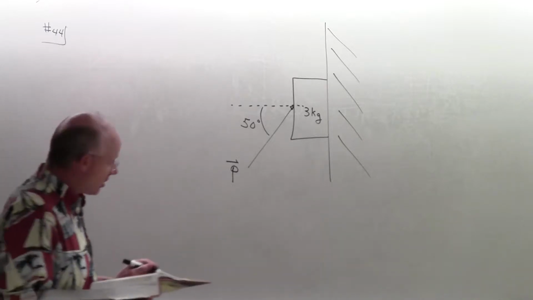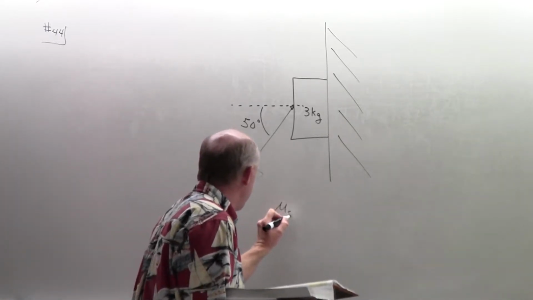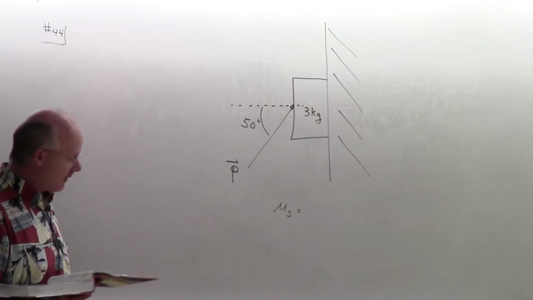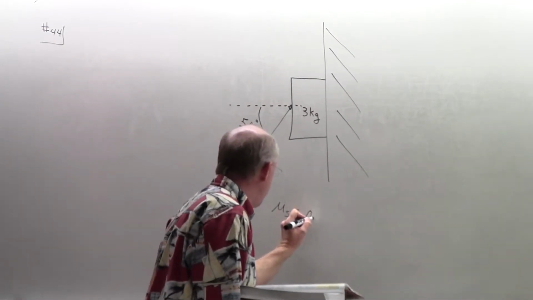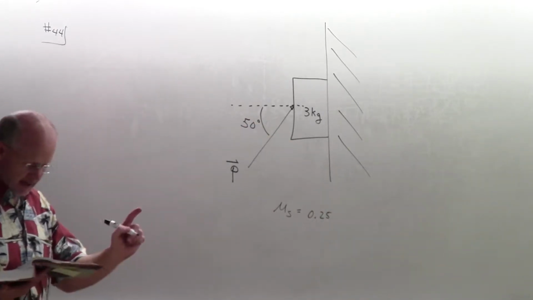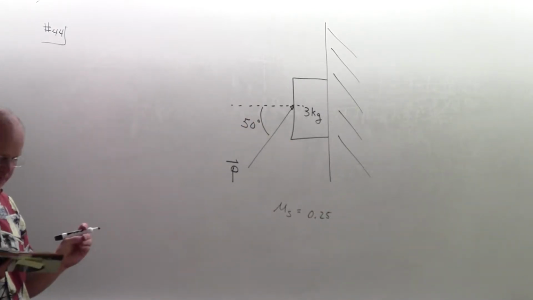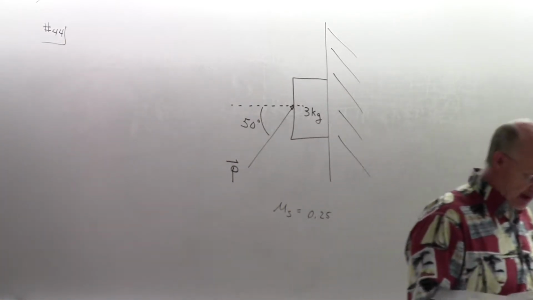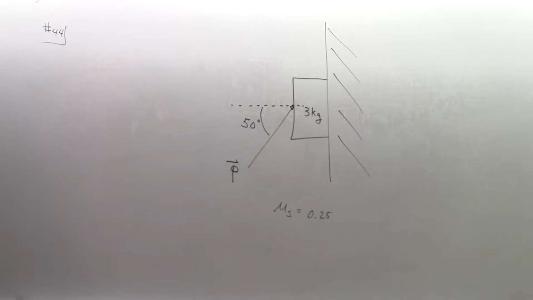The coefficient of static friction between the block and the wall is 0.25. A. Determine the possible values of the magnitude P that will allow the object to remain stationary.